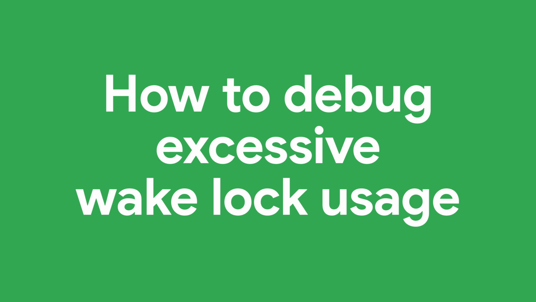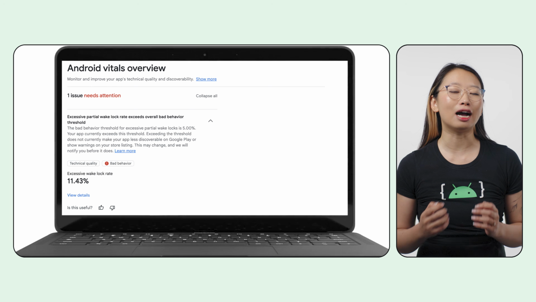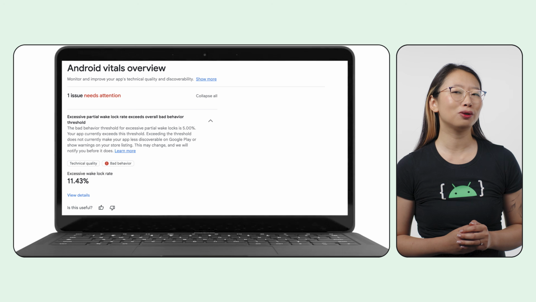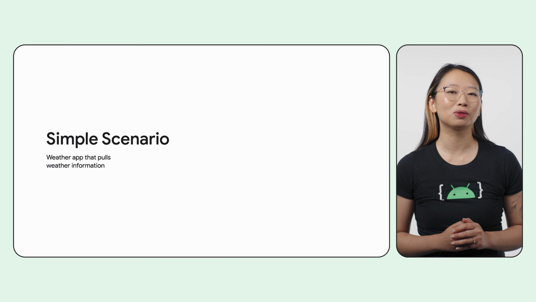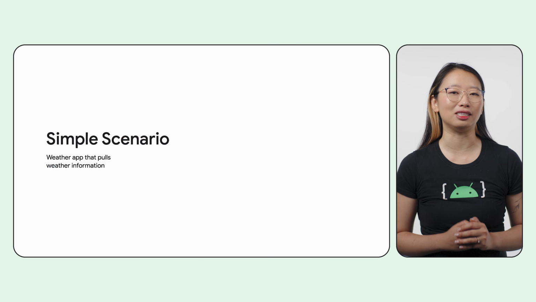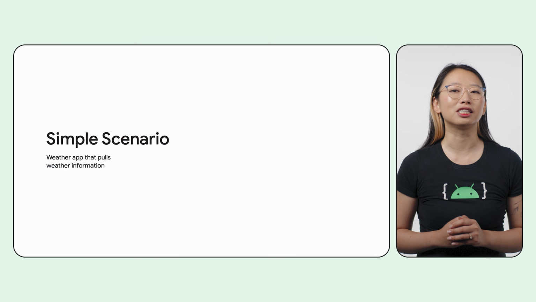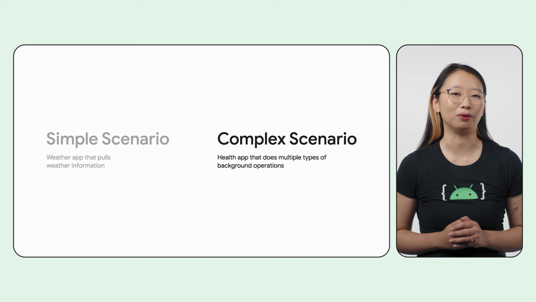There are times, even with our best intentions, we still arrive at excessive wake lock usage. If your app has been alerted, let's go over how to debug this. Your App Vitals dashboard may look something like this. You'll see a warning that tells you Play has found that your app has excessive wake lock usage. So what now? We're going to run through 2 scenarios based off of real-life examples where we've seen developers encounter excessive wake locks and talk about the tools to debug these scenarios. The first will involve a simple scenario involving updating the weather. The second is a more complex scenario with a health app.